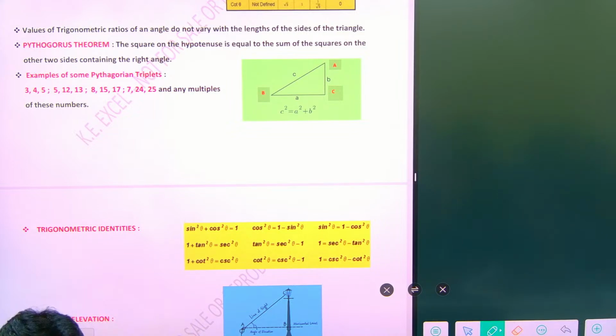Once you revise formulas, tomorrow practice all the problems. In the tomorrow evening session, again, if you have any doubts, you let me know.